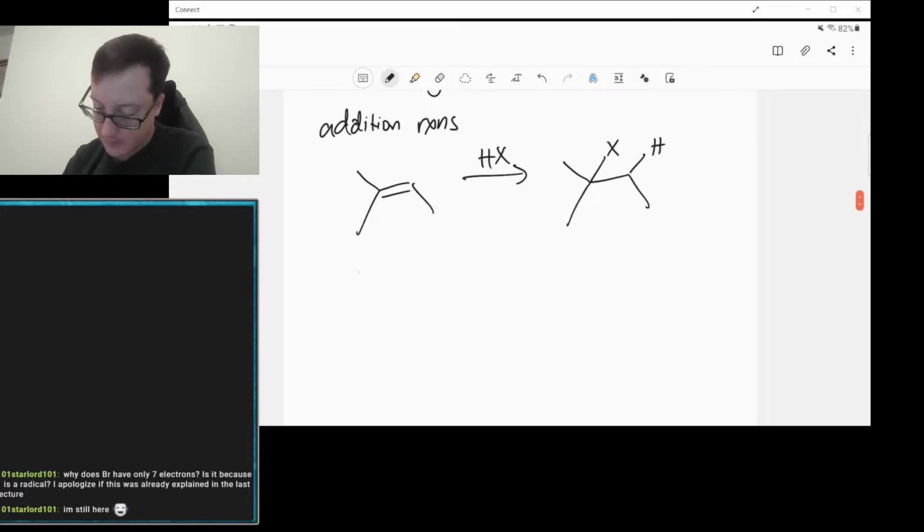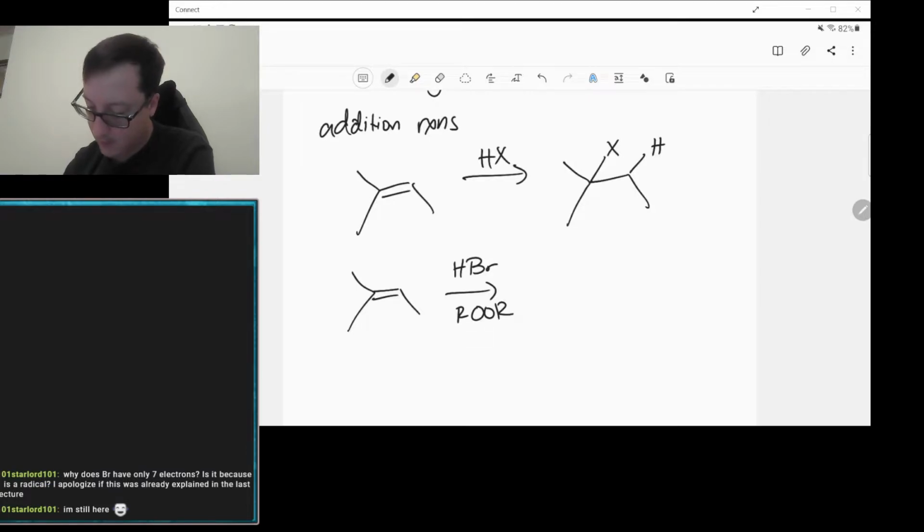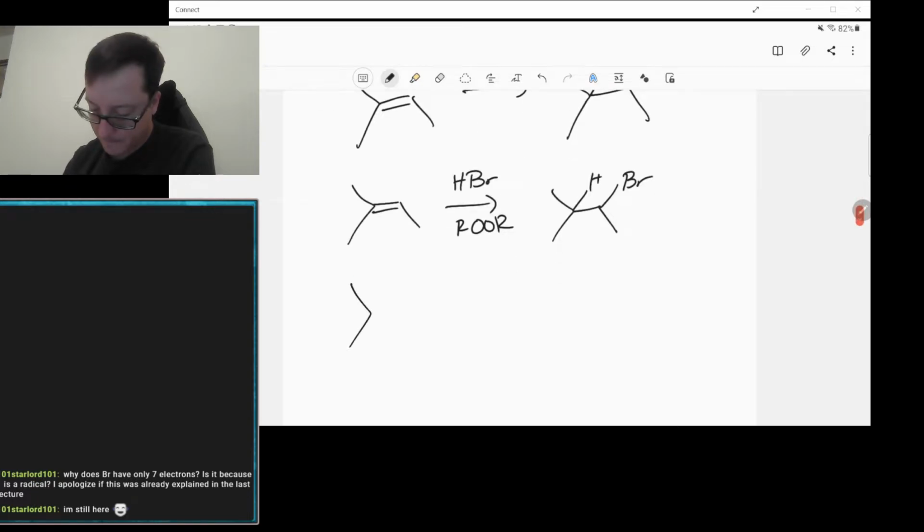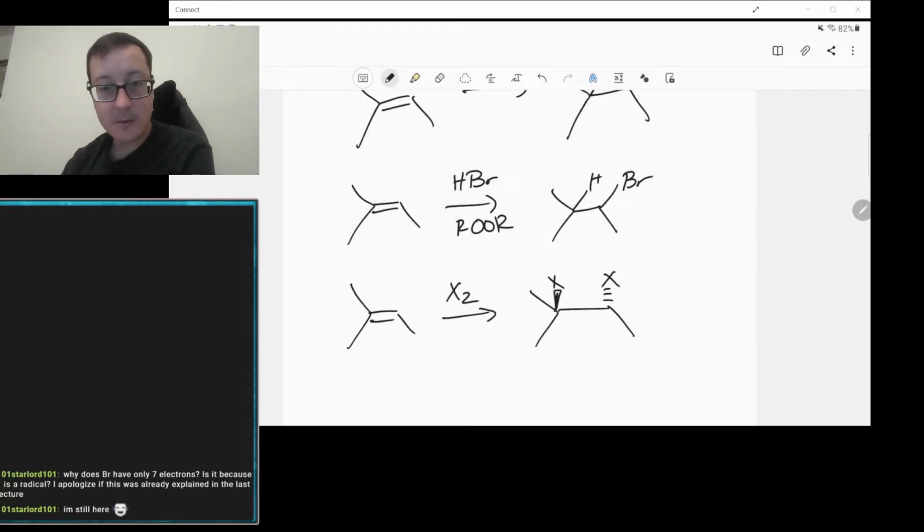We've just seen as well that if we have HBr in the presence of a peroxide, we will end up getting the opposite. We'll end up putting our bromine on the other side of the molecule. What else can we do? We're going to see that we can put on halogens.